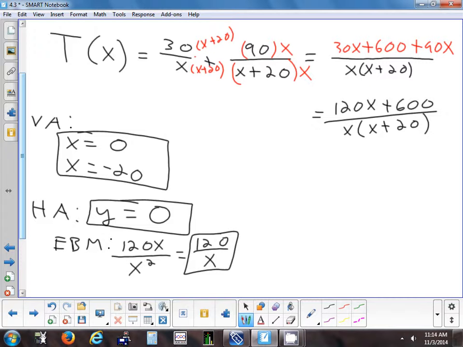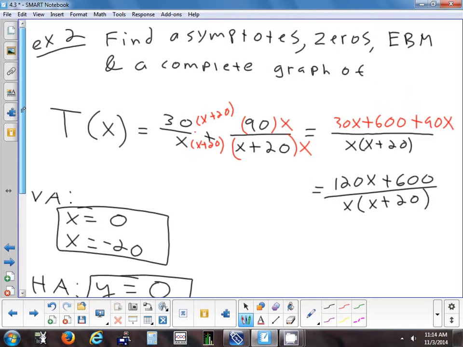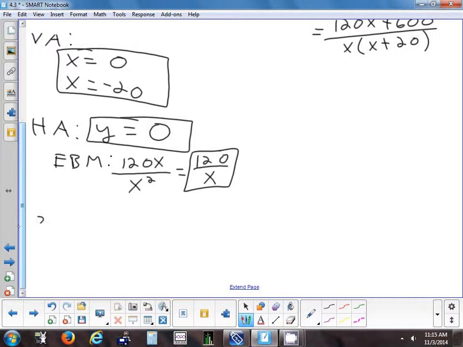Right? But can your time to travel between two distances ever be 0? No, not unless you can instantly teleport from one place to the other. All right. So time is always going to be a positive number. Never quite 0, but close. It can get close. All right. So we got our asymptotes. We get the end behavior model. Let's do the zeros.